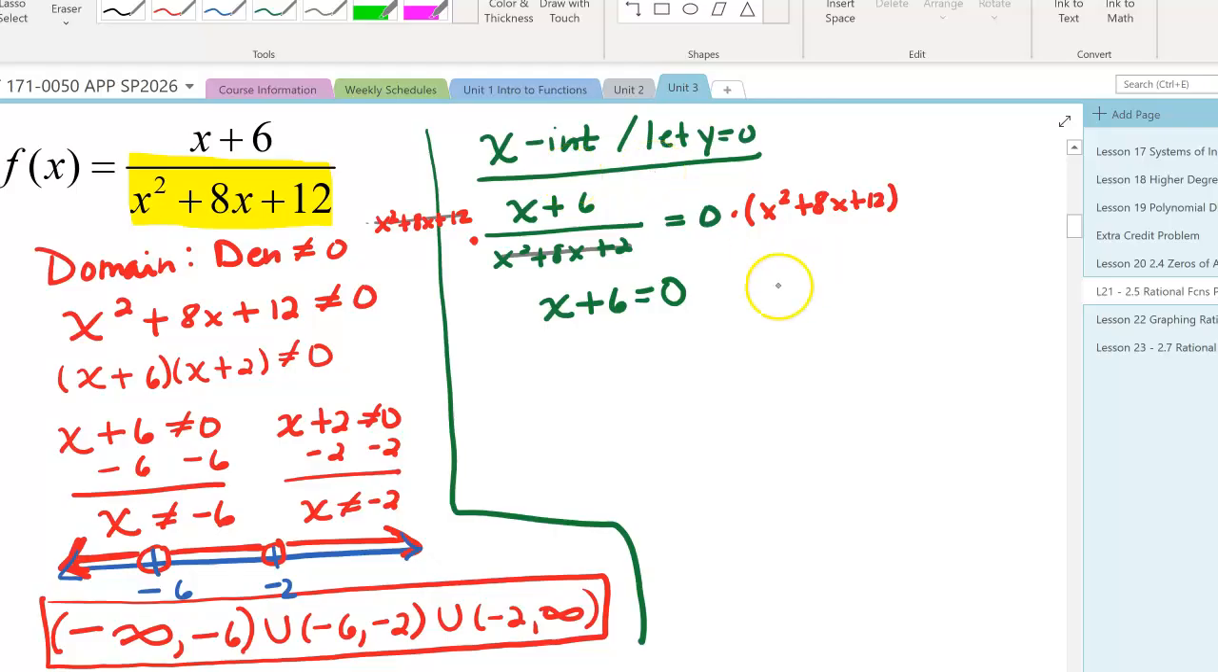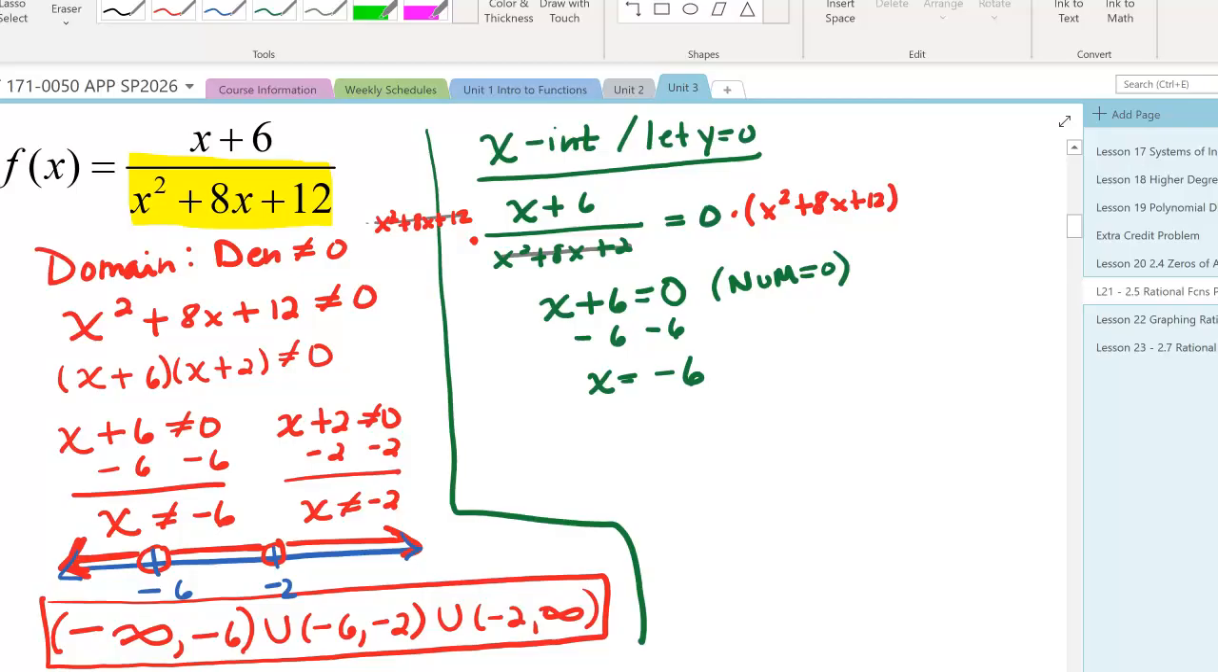So you really can start out by finding the x-intercepts of a rational function by just setting the numerator equal to 0. Because if you think about it, a fraction is equal to 0 when its numerator is equal to 0. So this is going to give me, if I subtract 6 from both sides, x is equal to -6.